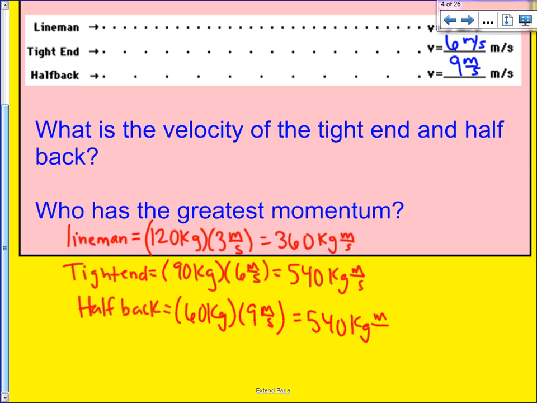So you can see that the halfback and the tight end actually have the exact same amount of momentum. A lot of times, people think that the most heavy object, in this case the lineman, would have the most momentum. But that's not true. It's a product, like I said, of velocity versus mass.